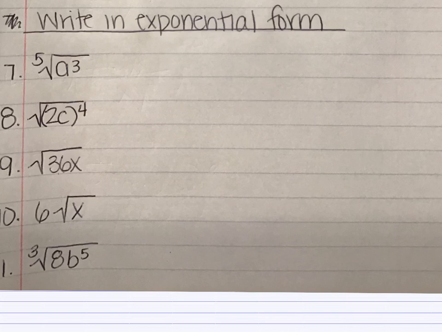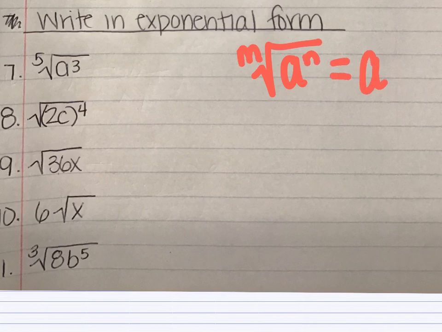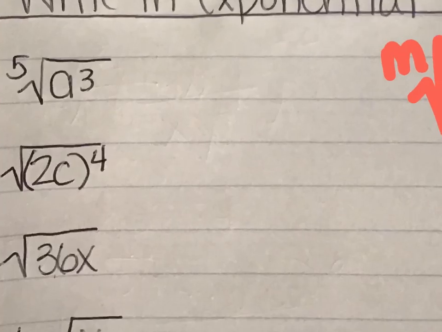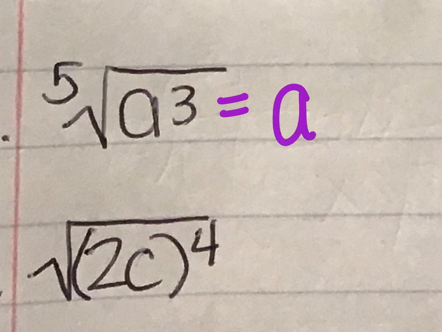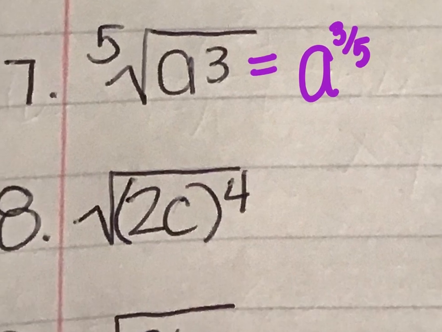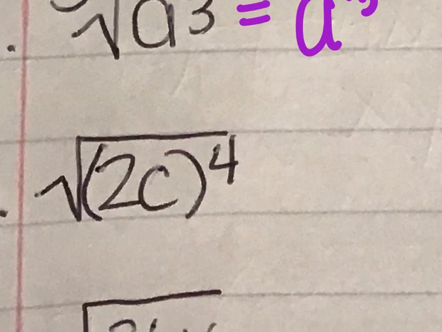Now we're going backwards. Now we are going to go from radical form and put it into rational exponent form. So again, remember, if this is m and that's n, then it's going to look like that in exponential form. So first one's easy. We have our base. 3 is our root. 5 is our denominator. Simplify if you can. Here, we don't have to.